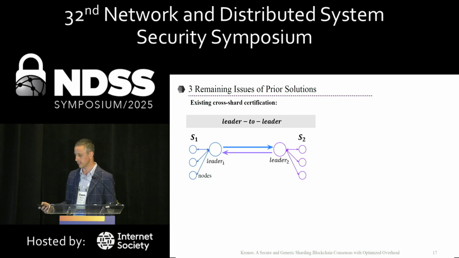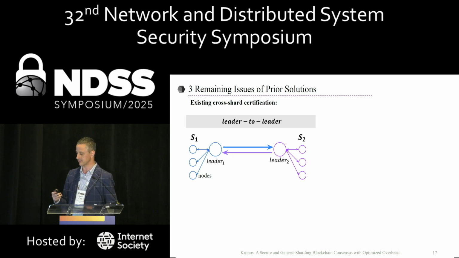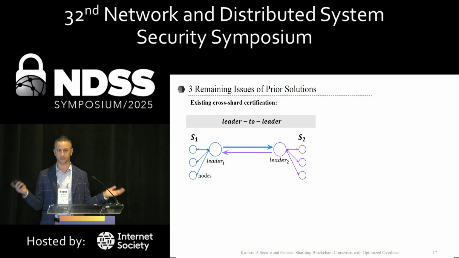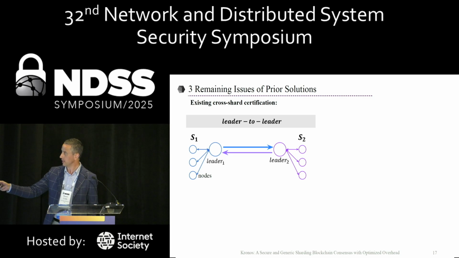So either we have to deal with the high overhead and the weak atomicity. The other issue is what mechanism is used to notify the other shards that a given transaction has been confirmed inside a given shard. For a cross-shard certification, we have two completely different approaches in terms of communication. In one approach, we have leader-to-leader, where in each shard we have a leader that is responsible for the communication with the other shards.